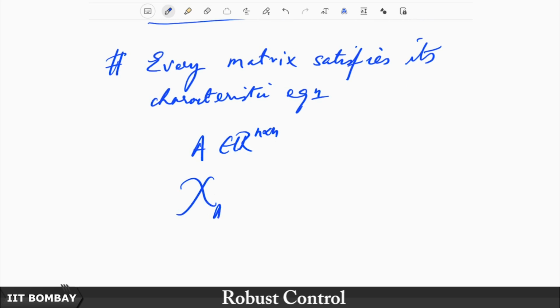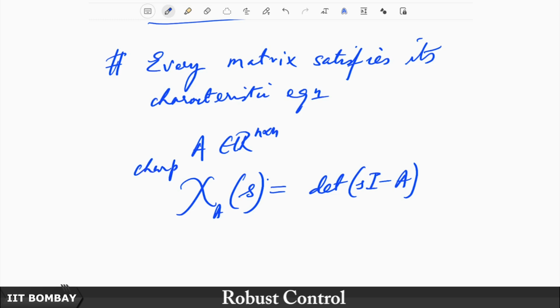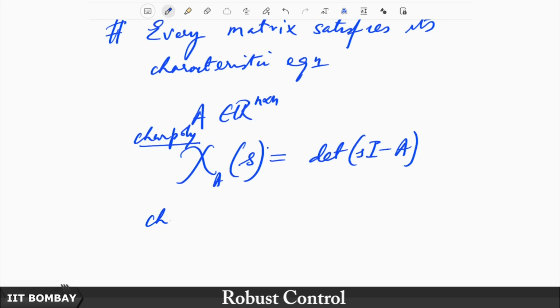then the characteristic equation of the matrix A is given by determinant of sI minus A. Yeah. So, this is the characteristic polynomial, and the characteristic equation is given by chi of s is equal to 0, by equating the characteristic polynomial to 0.